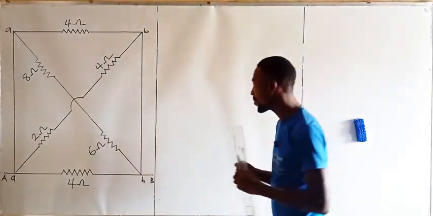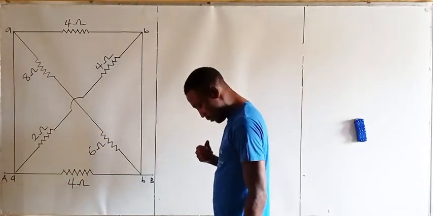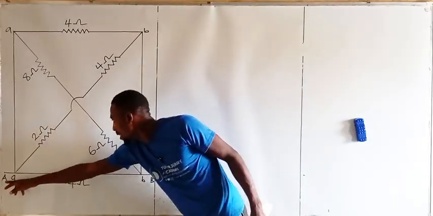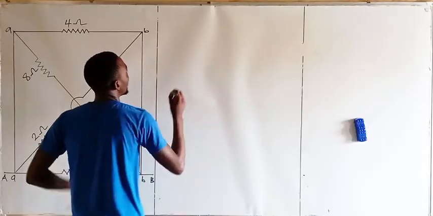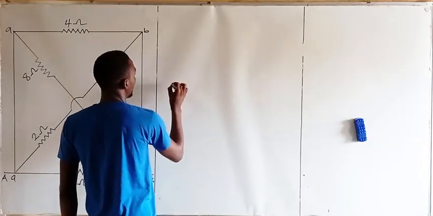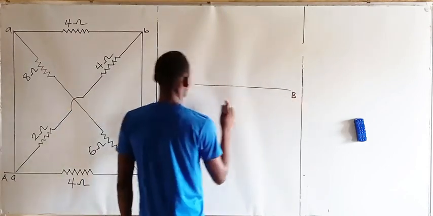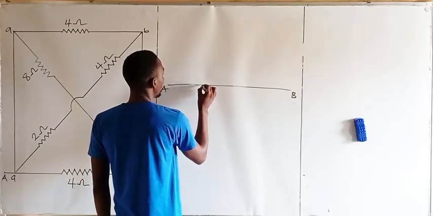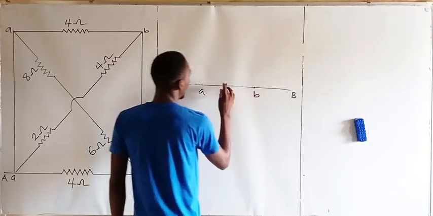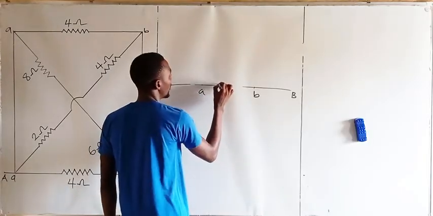So here we have A, B. It's going to look like this. Let's call here point A, and here is our point B. In between this, we have a resistor, a 4 ohm resistor.